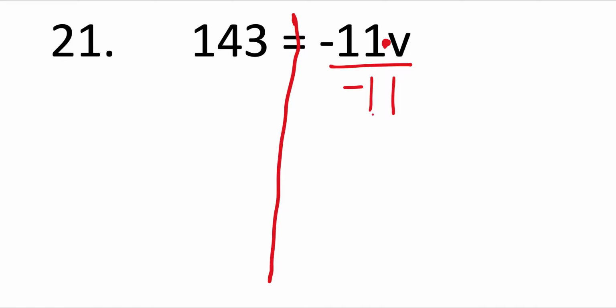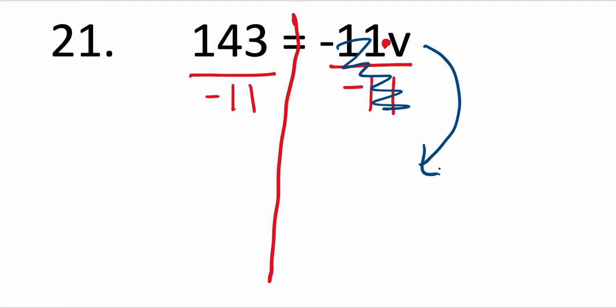And now whatever we do on one side of this equal sign, we have to do on the other side. I have to keep everything balanced. So I'm going to divide by negative 11 on this side. Okay, then I'm going to continue to simplify here. I go back to this right side, negative 11 divided by negative 11. It's going to be canceled out.